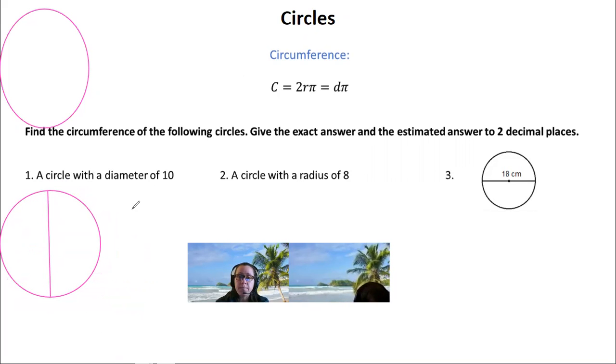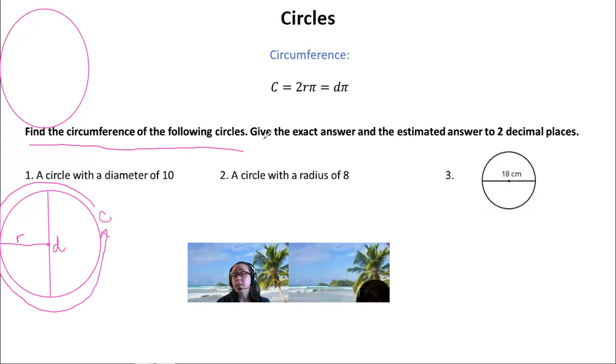And the radius is half of that? Right, very good. Radius goes from the middle to the side. That's half of that. What is circumference now? If they want the circumference of the following circle, we're not talking area, that's different. What is circumference? It's like the perimeter. Yeah, very good. Circumference is the distance around a circle.